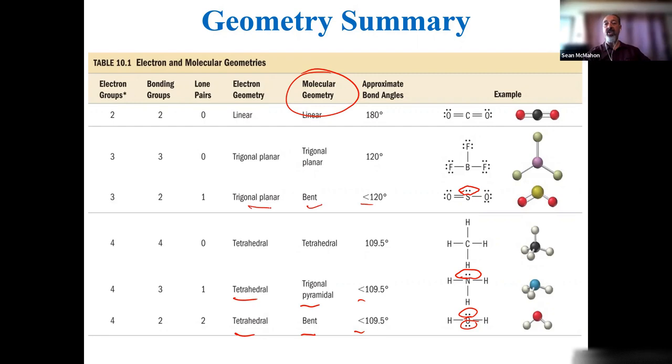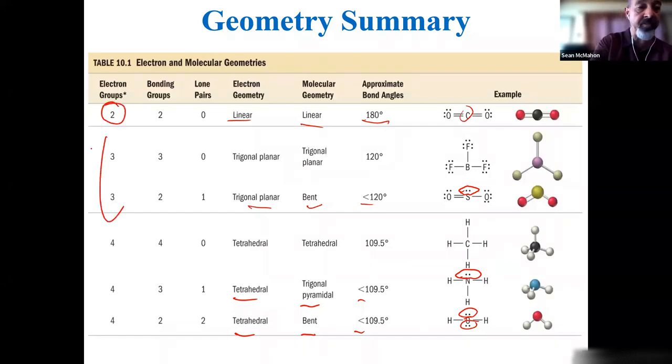When do the electron geometry and the molecular geometry have the same name? When there's no lone pairs on the central atom. So CO2, carbon has no lone pairs. So the electron geometry and molecular geometry are the same. There's no distortion, it's 180. So that's 2 groups. What if there's 3 groups?